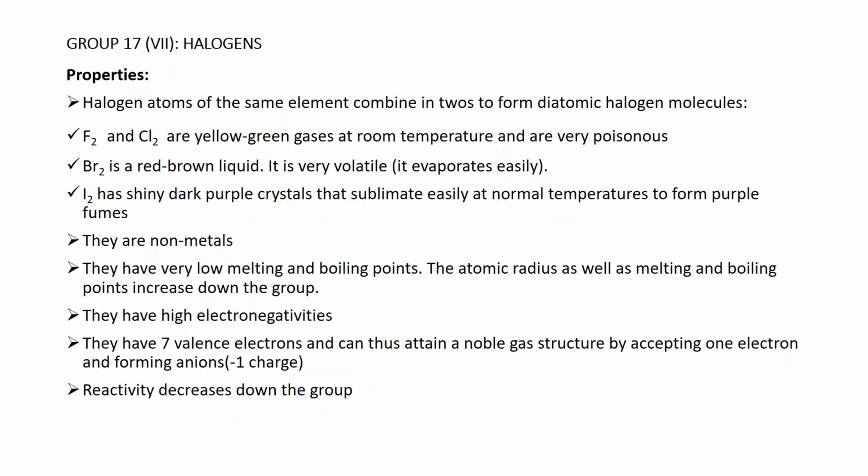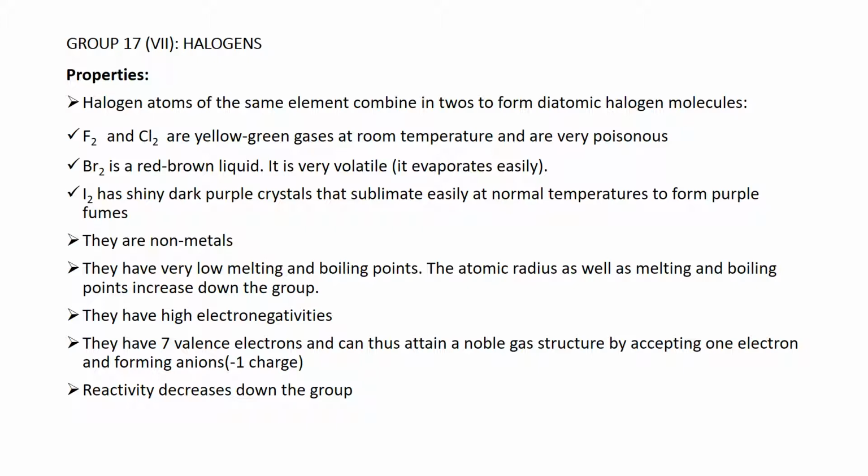The halogens, which are the group 17 or group 7 elements. What are their properties? Halogen atoms of the same element combine in twos to form diatomic halogen molecules, for example, your chlorine and your fluorine. They are yellow-green gases at room temperature and are very poisonous. Bromine, Br2, is a red-brown liquid, and it is very volatile, so it evaporates easily. I2 has shiny dark purple crystals that sublimate easily at normal temperatures to form purple fumes.